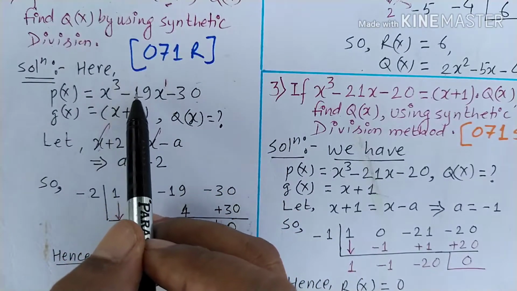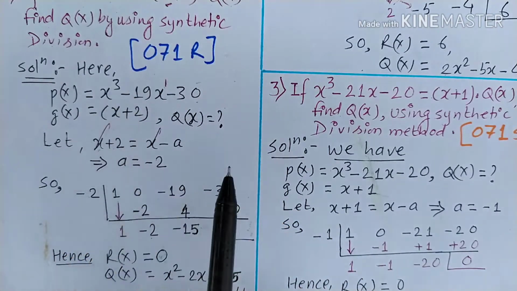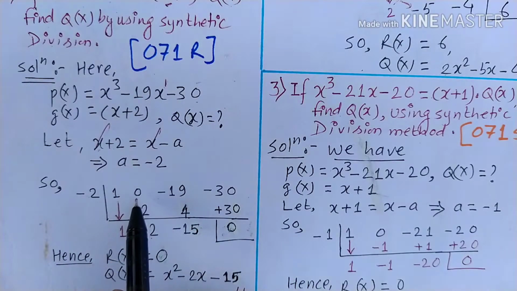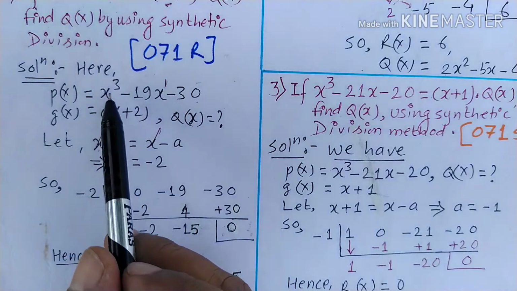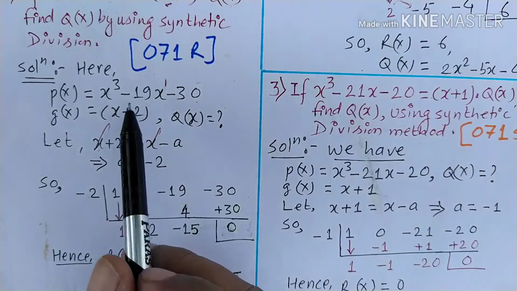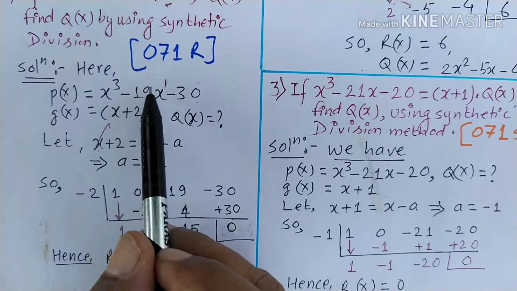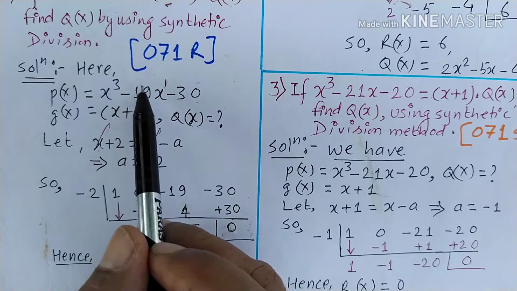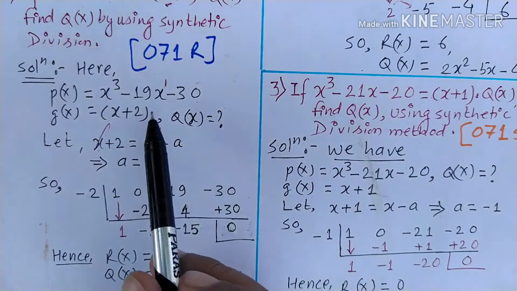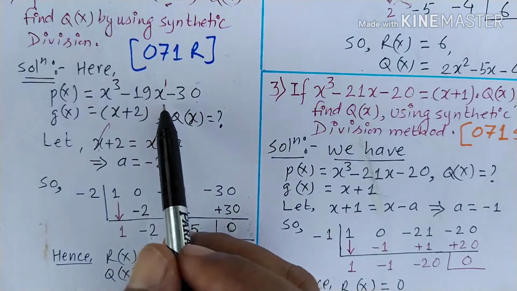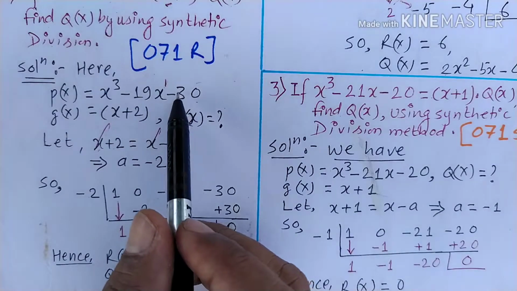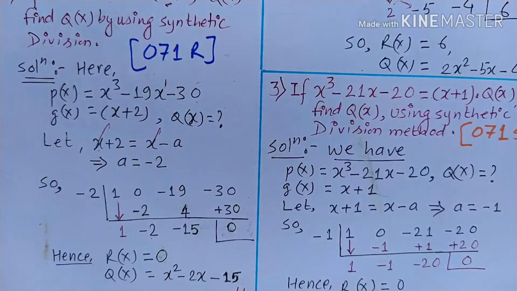So here there is no term containing degree 2. So in place of that we put here 0. That is why the coefficient of x cube is 1 and the term containing degree 2 is missing, so we write here 0, and the coefficient of x is minus 19, minus 30 is the constant. Now again to solve this question, we bring down the first coefficient directly and we multiply minus 2 with 1.